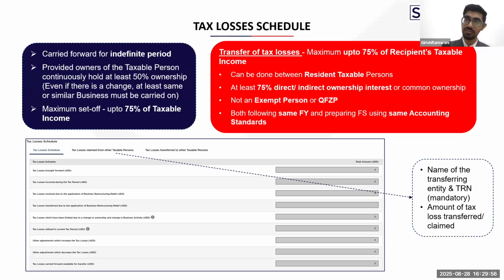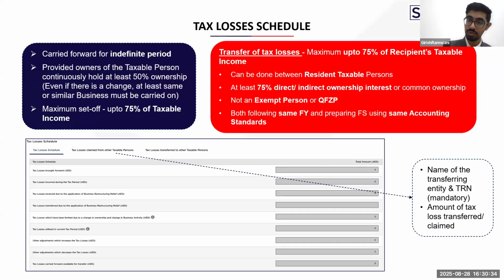Balance tax losses, whatever have been unutilized, you can continue carrying forward to the future years and again set off in the future years, again up to a maximum of 75% of taxable income in that particular year itself. Now, other than this, for tax losses, there is another important benefit, transfer of tax losses. The law allows you to transfer the tax losses. Again, the conditions are more or less similar to qualifying group relief conditions. So basically, if you are a member of a qualifying group, just like you are transferring other assets and liabilities, you can also transfer your tax losses.